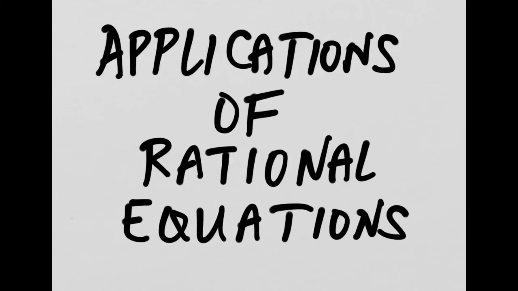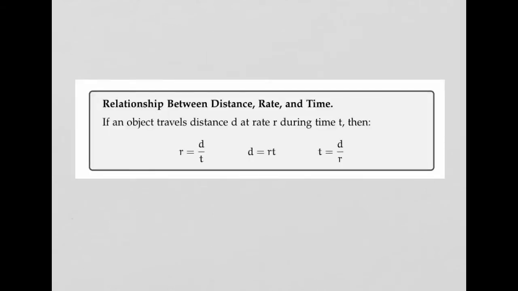In this video, I'm going to go over some applications of rational equations. Before I do that, I would like to remind you of the relationship between distance, rate, and time. If an object travels distance d at a rate r during time t, then the following equations are variants of the same relationship. r is d over t, or d is r times t, or t is d over r.